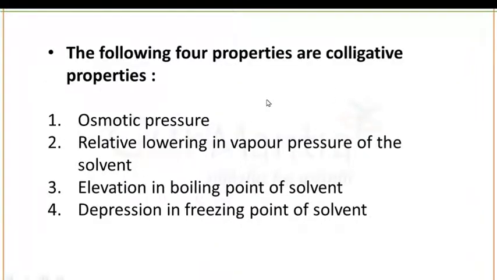And in solutions we have different kinds of colligative properties. For example, number 1 is osmotic pressure, number 2 is relative lowering in vapor pressure, third is elevation in boiling point of solvent, and fourth is depression in freezing point of the solvent. One by one we are going to discuss these properties, but in today's lecture we are only going to discuss the number 1 property, that is osmotic pressure.